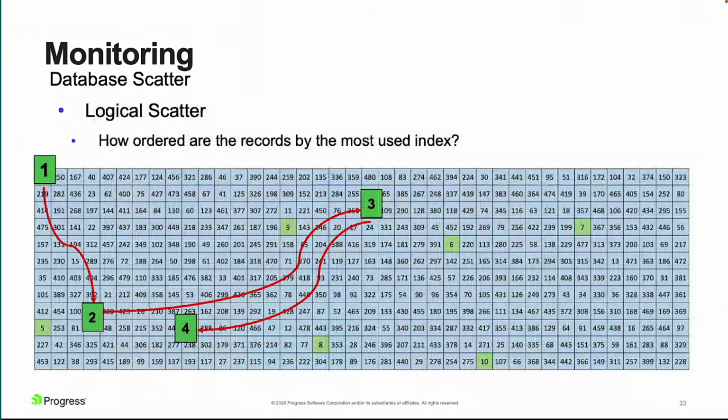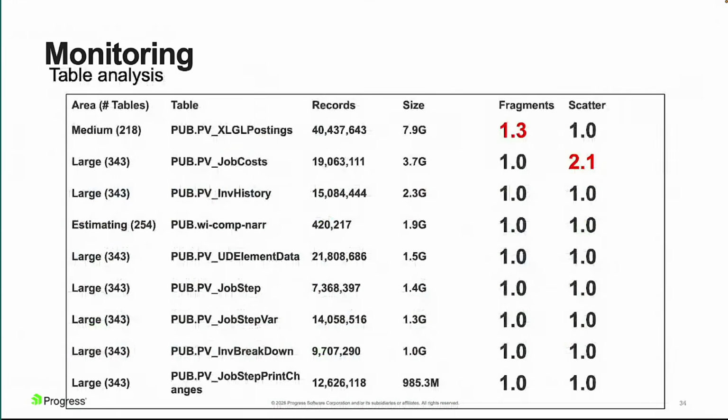And the last thing is logical scatter. And that's basically indexes, right? How do I find something with an index? Sometimes with a tree, I might have to move down 4 levels to actually get the record I want. So I've had to traverse the indexes 4 times to get to the level I want. And that's not what you want. You want to have 1, 2, maybe 3, but you don't want your indexes spread out all over the place, having to make several jumps to get to your record. All right. So how do I know if I have fragments or scatter?